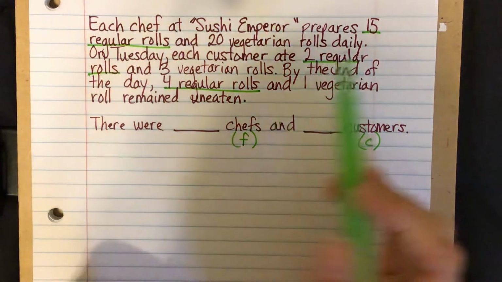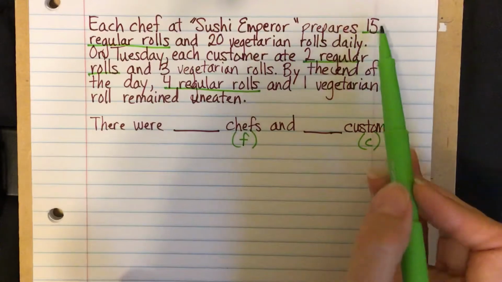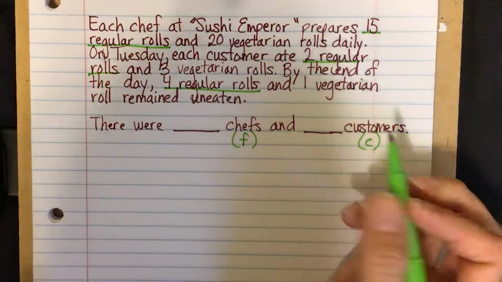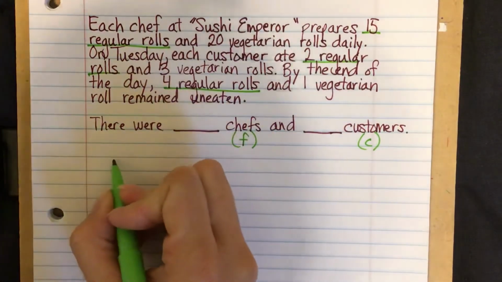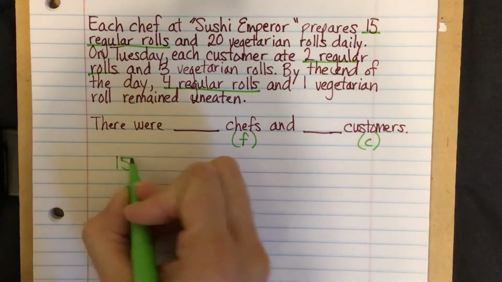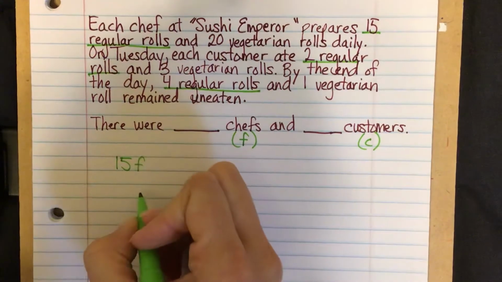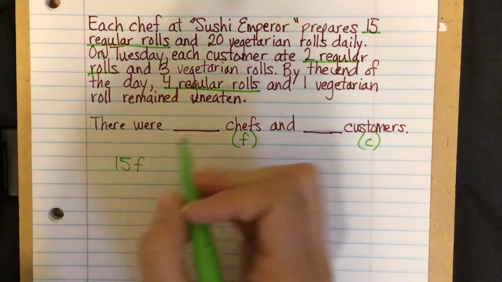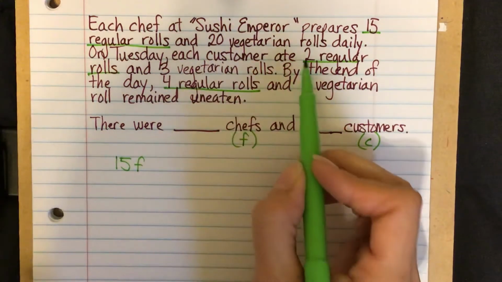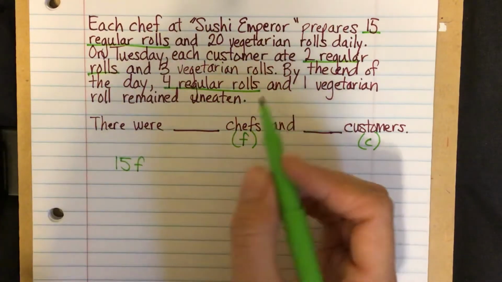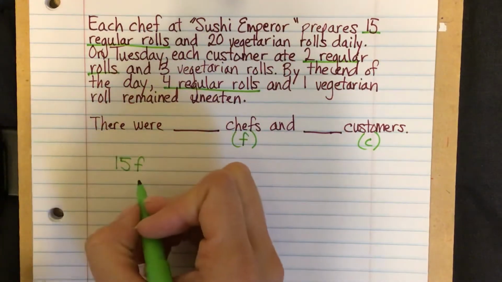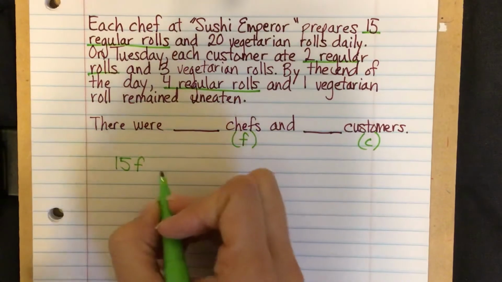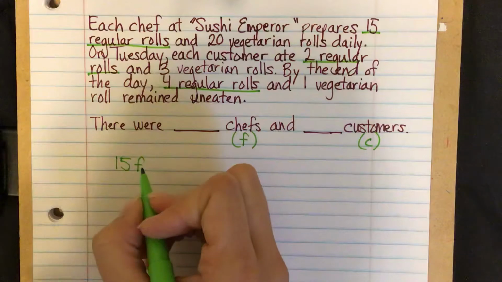Okay? So each chef prepares 15 regular rolls. Well, then the number of chefs times 15 rolls is going to be how many rolls there are. So we're going to have 15 times F, the number of chefs, is how many rolls we have at the beginning of the day. This is how many each chef has prepared, okay? Total number of rolls that they have to offer.